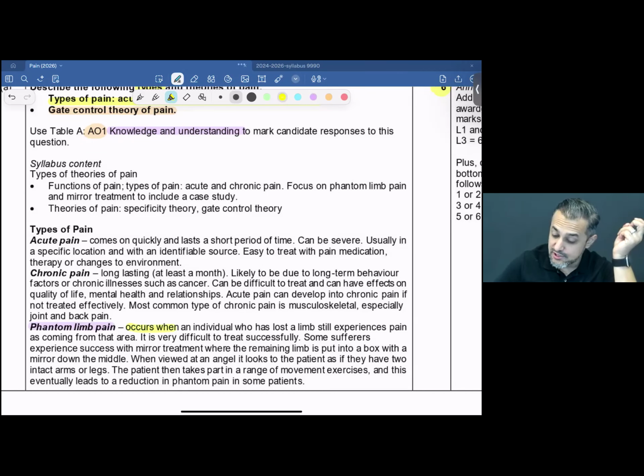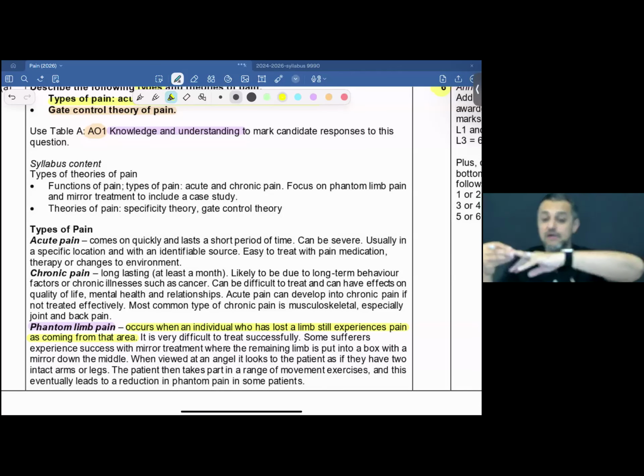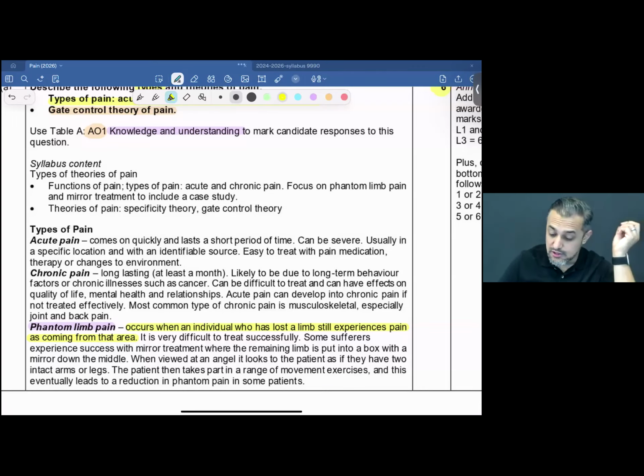This occurs when an individual who has lost a limb still experiences pain as coming from that area. And like I had said, this is very, very specific. God forbid, if someone's hand is missing, you could feel excruciating, bad pain in, let's just say, any one finger, the index finger. So it occurs when an individual who has lost a limb still experiences pain as coming from that area. It is very difficult to treat successfully.